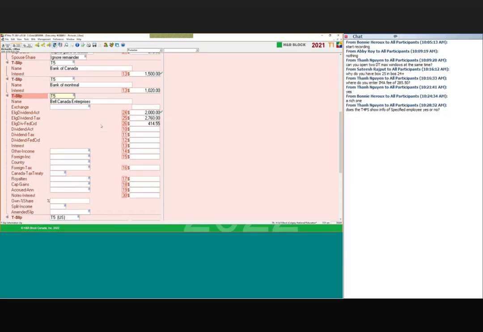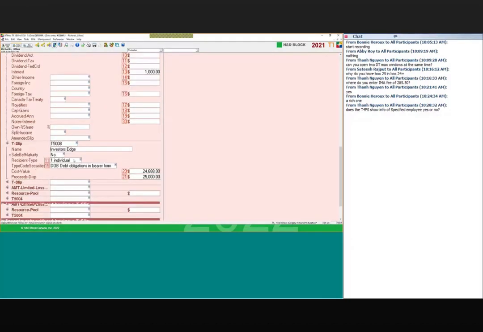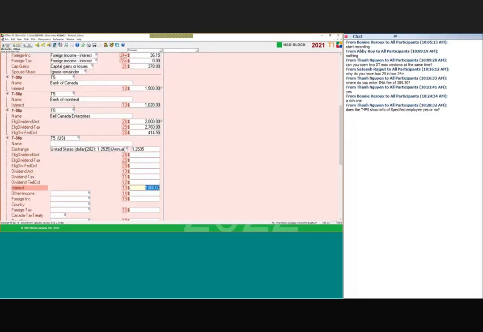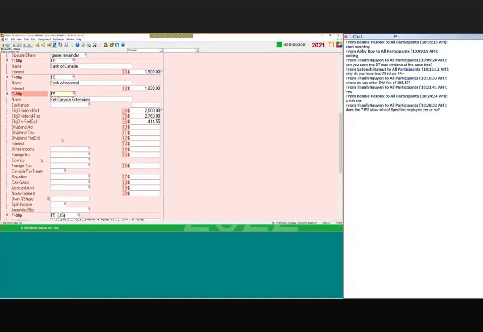I'm also going to point out that T5 slips can report foreign income in box 15 and foreign tax paid in box 16. So let's look at that right here. So here we have the T5. Foreign income could be right here. No, we don't want this slip. Sorry, let's just go to here. Yeah, here. So if you do have foreign income, it would be entered here, foreign income box 15.